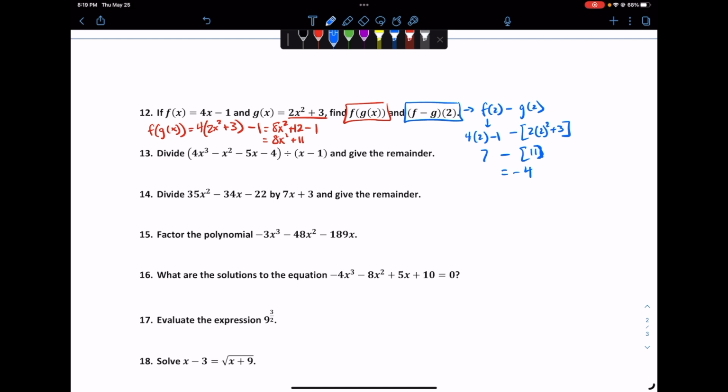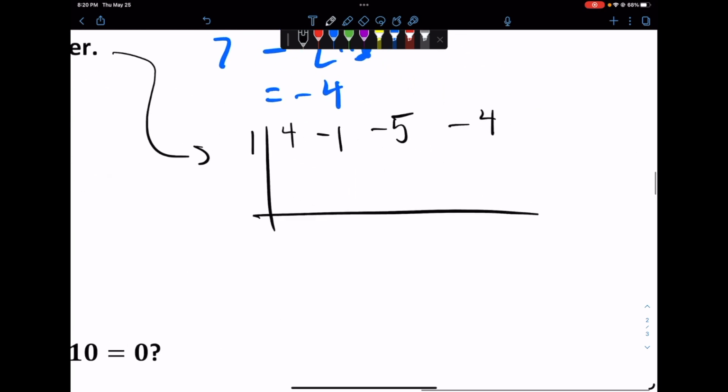Number 13. Divide the polynomial by x minus 1 and give the remainder. So this is going to be synthetic division we can do here. So we'll set up a polynomial. We got 4x to the third, negative 1x squared, negative 5x, negative 4. We're dividing it by x minus 1, so we'll put a positive 1 out there.